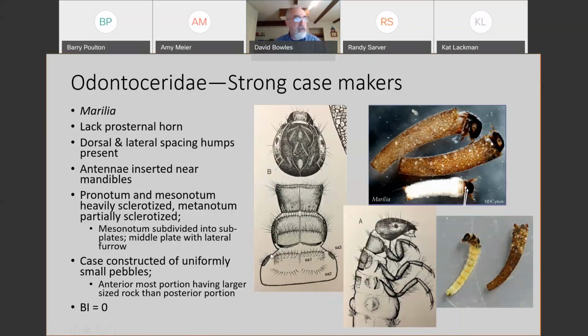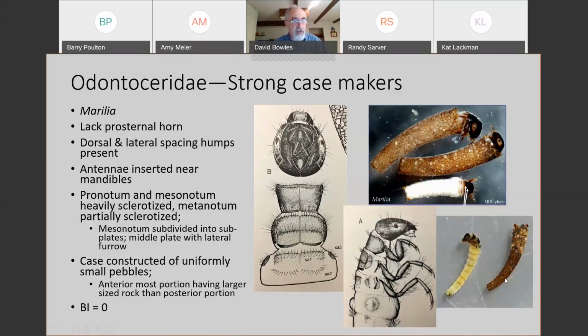Now, you possibly can mix this up with Micrasema of the family Brachycentridae, but the way you distinguish them is they don't have a prosternal horn, and also, remember, in the Micrasema, in the Brachycentridae, that furrow was in the pronotum. In Odontoceridae, the furrow is in the mesonotum, the middle segment. So that's a quick way to distinguish the two. And these cases are really hard. I think that odonto refers to tooth, so it's a very hard and very tooth-shaped case.